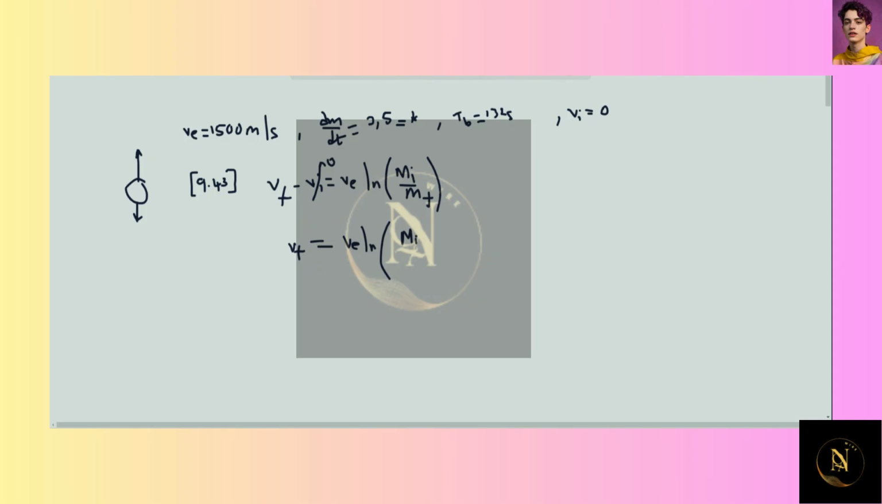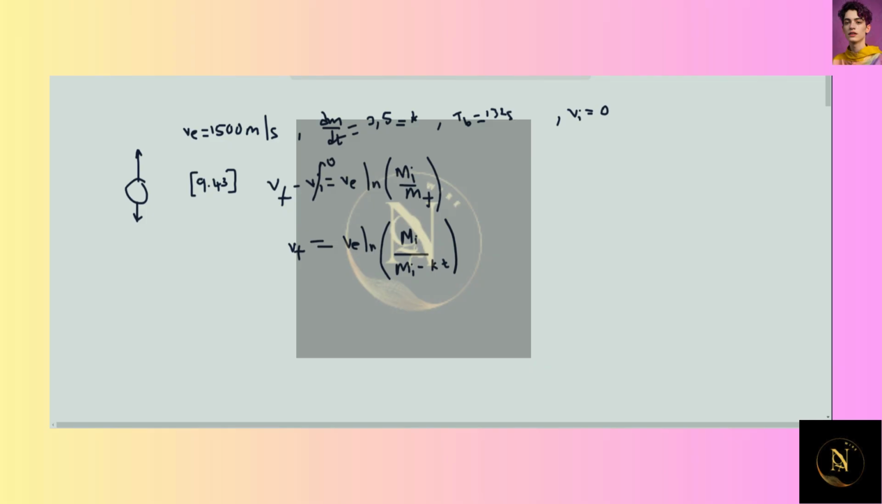But we know that if it's changing at this rate, then the mass at any point in time is going to be the initial mass minus the total mass that we have lost, which is the rate of change of mass times time. So this is just going to be kt. And that gives you an expression for the velocity.